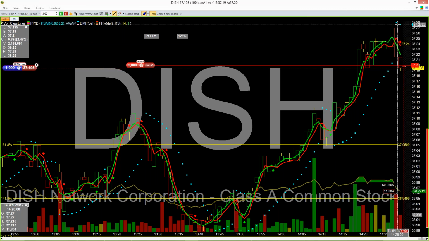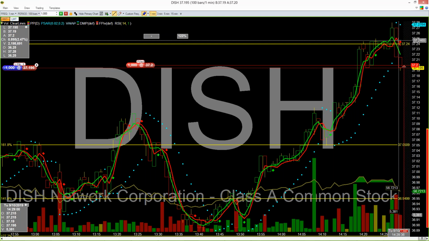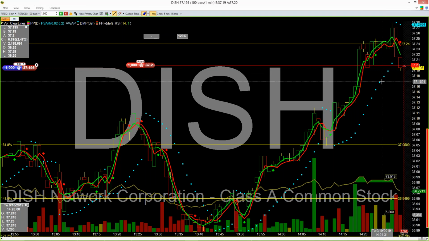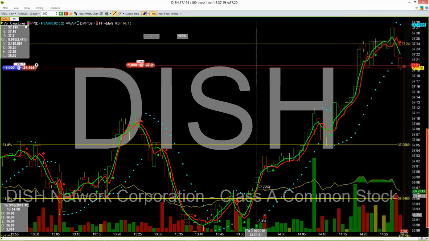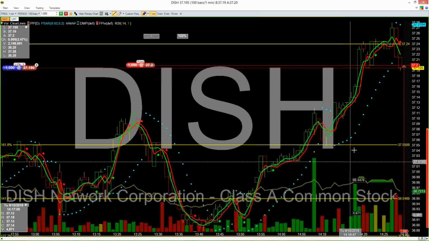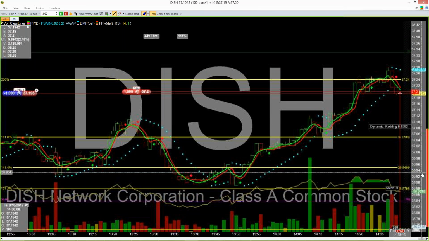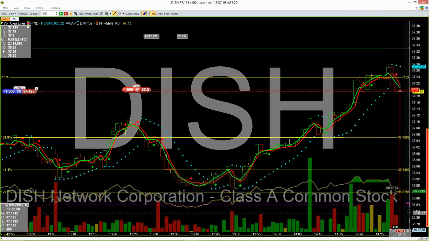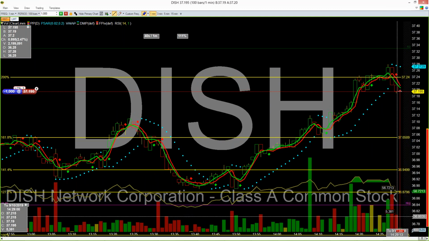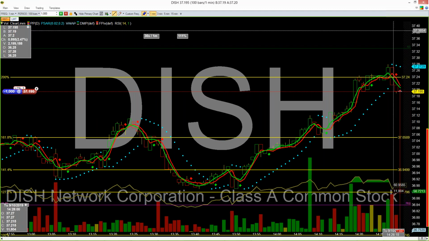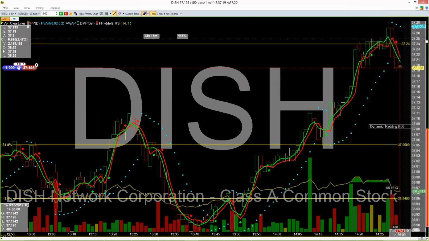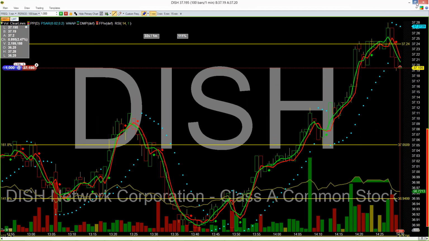And parabolic stop and reverse has already shifted. The PSARs have shifted. We got the down arrow on the 1 minute. All right, so the 1 minute does not have any real levels, so to speak, until you get down to 36.84. You've got Fibonacci resistance 2. All right, remember that, 36.84, right?